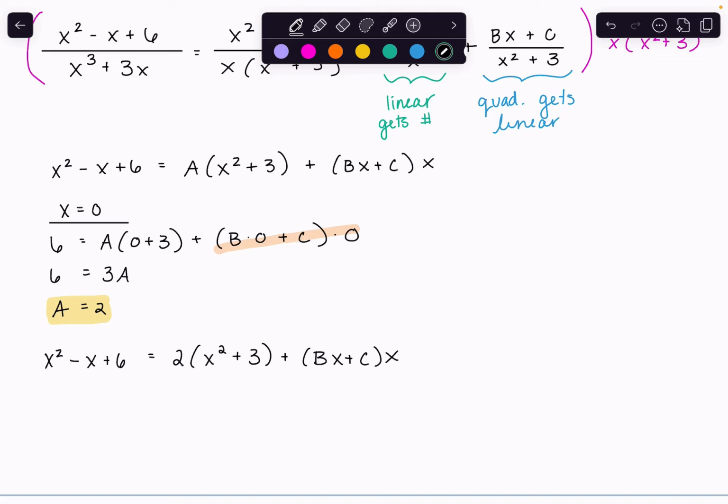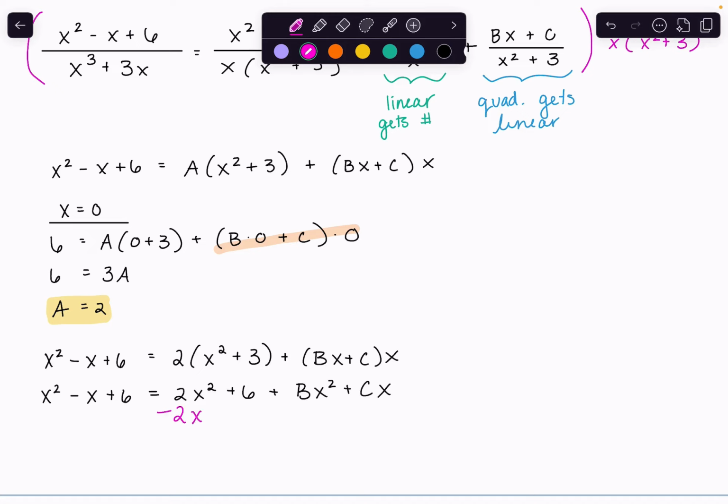Okay. So distributing stuff out, that's x squared minus x plus 6. That's 2x squared plus 6. And then distributing the x gives me bx squared plus cx, okay? Now at this stage, you could group stuff together, but I'm gonna leave just my unknowns on this side. So I'm gonna move these over.